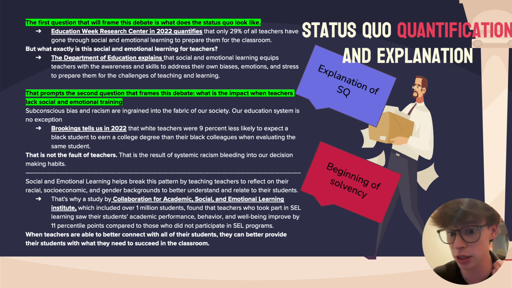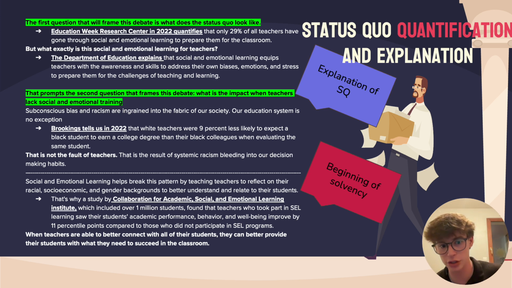But that prompts the second question. What's the problem when teachers lack social and emotional training? And so here we get right into a quantified statistic. Brookings tells us that white teachers were 9% less likely to expect a black student to earn a college degree than their black colleagues when evaluating the same student, because this lack of social and emotional learning had sort of ingrained and printed subconscious bias into teachers. This is the problem we are trying to fix in the status quo, quantified.